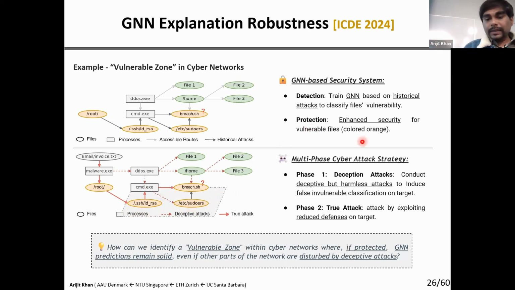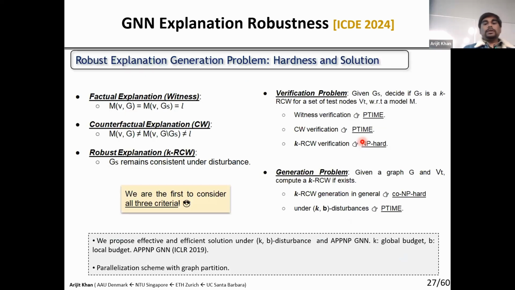Okay, so given these interesting applications, now we formulate the problem. We have three aspects: factual explanation, meaning if I only consider the explanation, the decision remains the same. Counterfactual explanation, meaning if I change something on the explanation, the decision changes. But we also have K robustness, meaning outside the explanation, if I change up to K edges, nothing will change in terms of the previous two aspects, right?